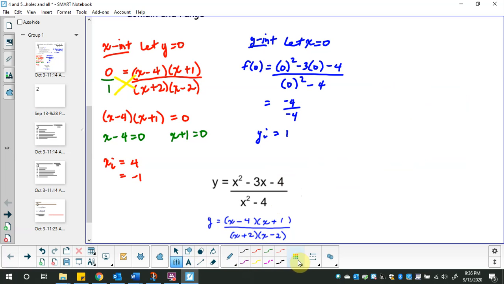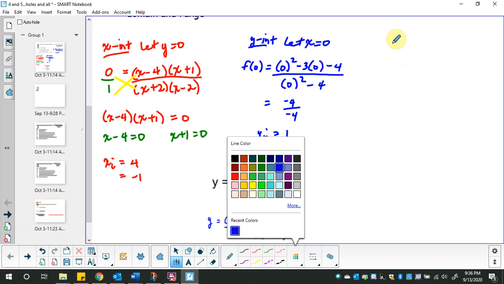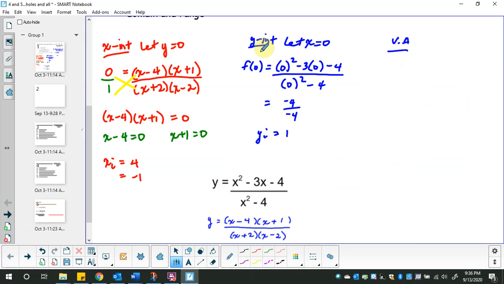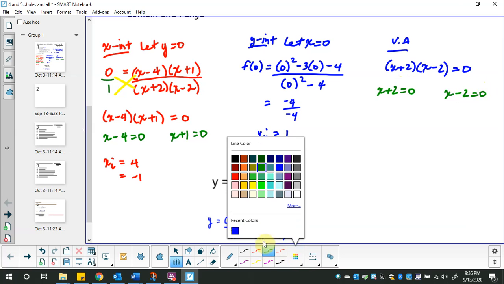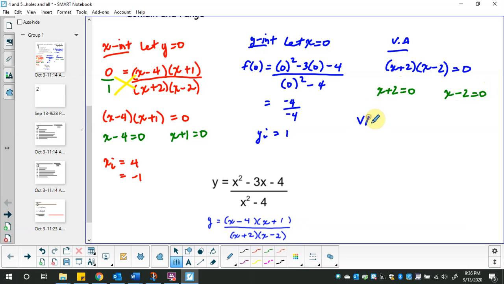What color did I do them in? Blue. So unfortunately that's the same as the y-intercept, but the vertical asymptotes were found by taking the denominator and making it equal to 0. So I'm choosing to take the factored version rather than the original version because I'm going to have to factor anyhow. Dig out my green pen just to annoy some of you. And I'll end up with vertical asymptotes, 2 of them. One is x equals -2, and the other is x equals +2.